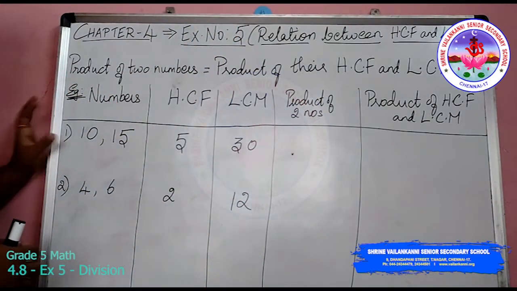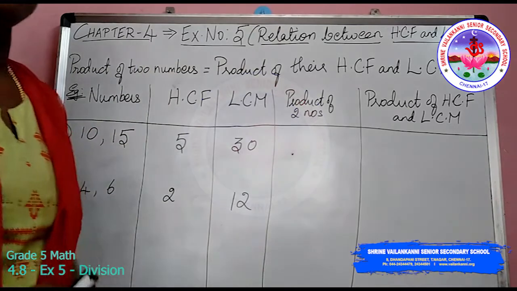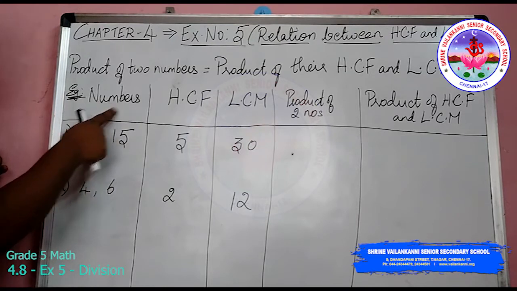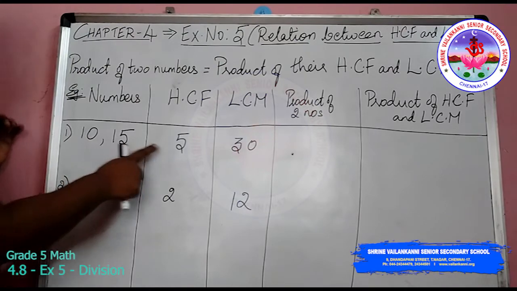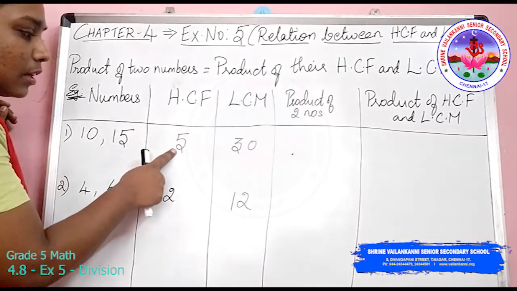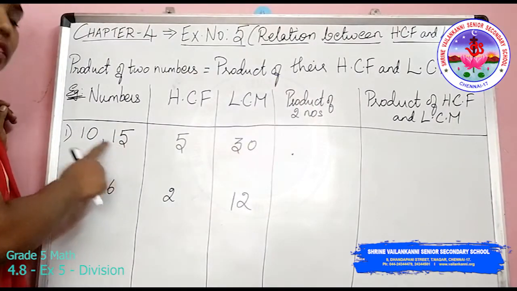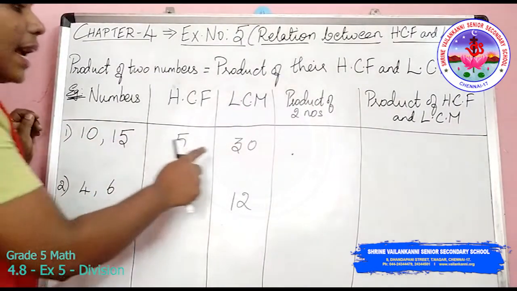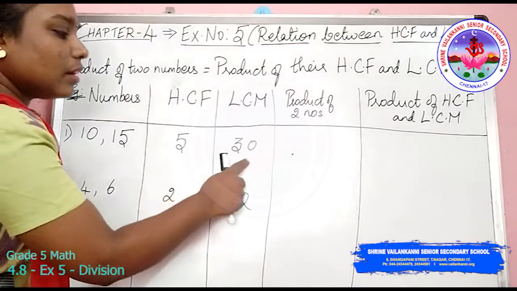Using examples of two sums, we are going to see how the product of two numbers and the product of their HCF and LCM are equal. Here I have written two numbers, the first number and the second number, and here I have written HCF and LCM. The HCF of both the numbers 10 and 15 is 5. Highest common factor is 5. And the LCM of 10 and 15 is 30.